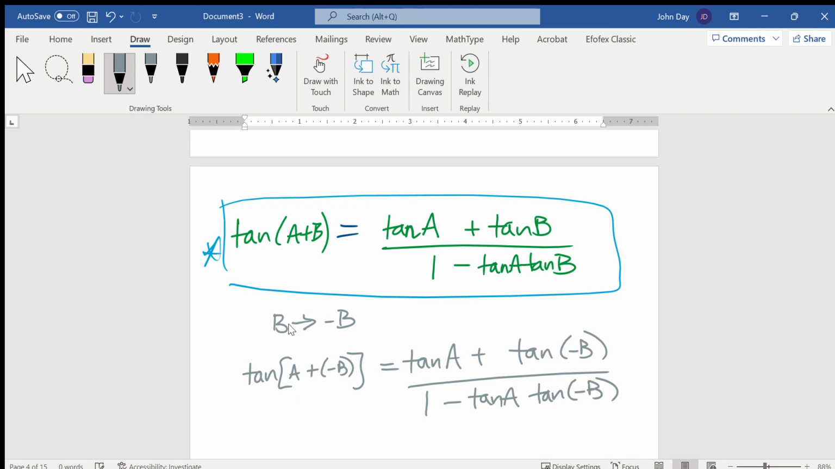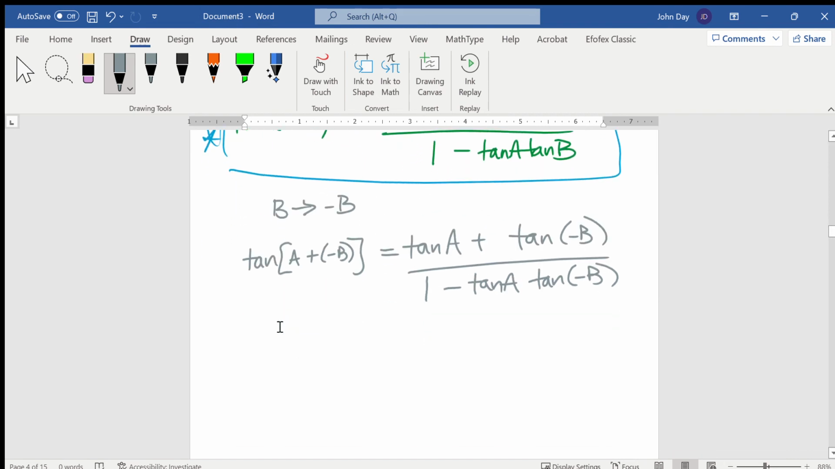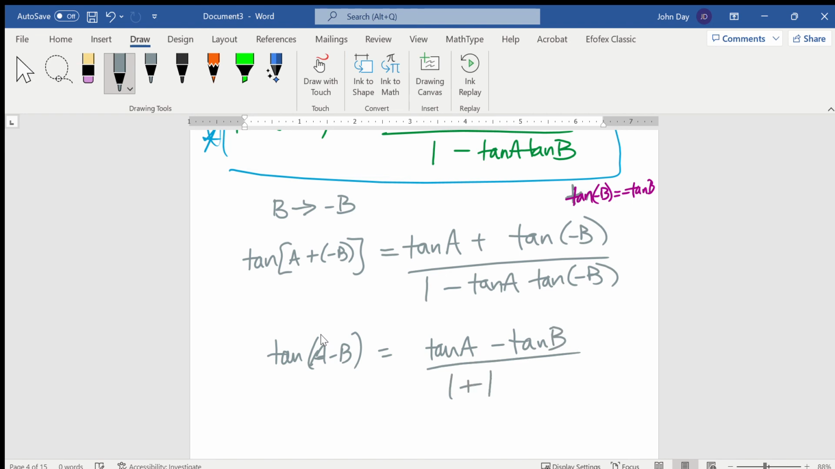But we know tan is an odd function, so tan of minus B, what's that the same as? Yes, minus tan of B. Tan of minus B is the same as minus tan of B. So when I fix this all up, I get tan of A minus B equals tan A minus tan B on 1 plus tan A tan B, because we've got minus of minus tan B, which is going to turn it into a plus. And so we get that formula there.